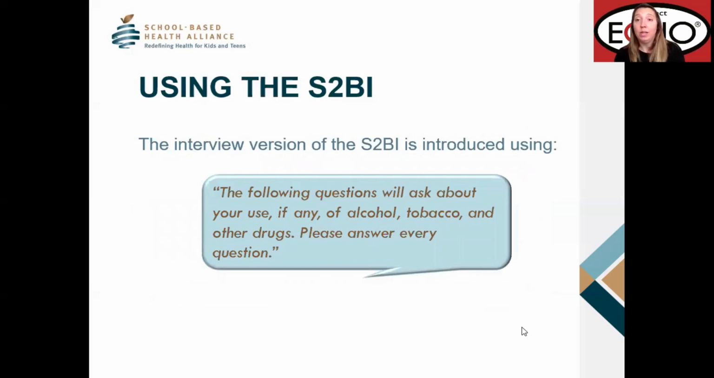And the brevity of the tool enables it to be easily integrated into routine care for adolescents with little burden to the practitioner. And it should be administered to the adolescents during each visit in whichever form is most convenient for the healthcare setting. Before administering the questions, begin by reading the following statement. The following questions will ask about your use, if any, of alcohol, tobacco, and other drugs. Please answer every question.